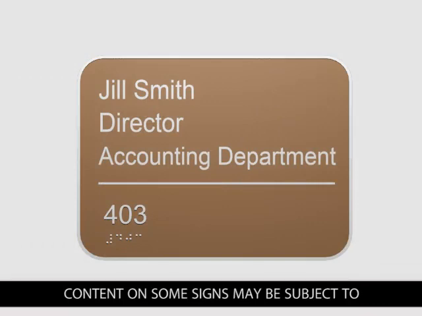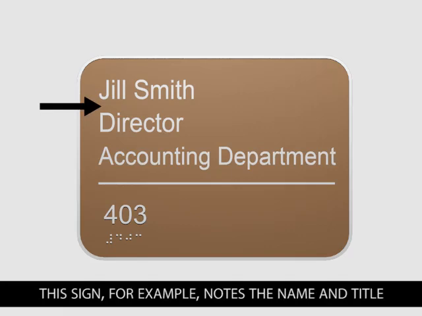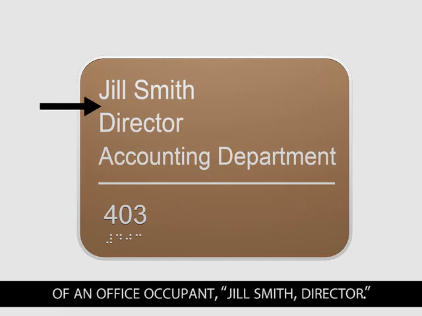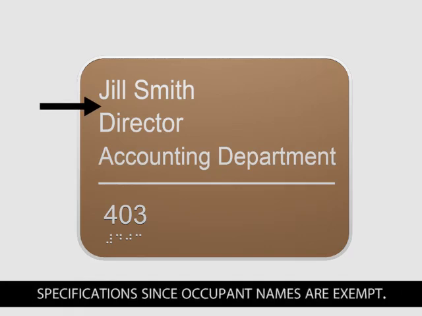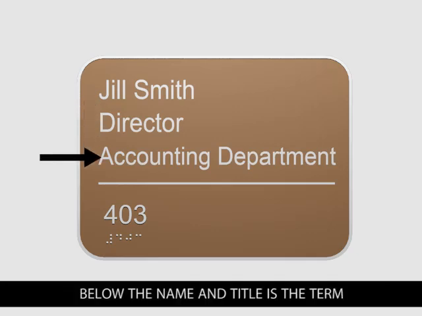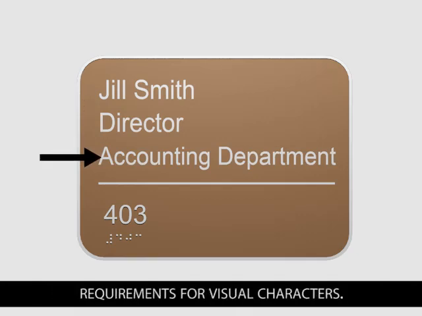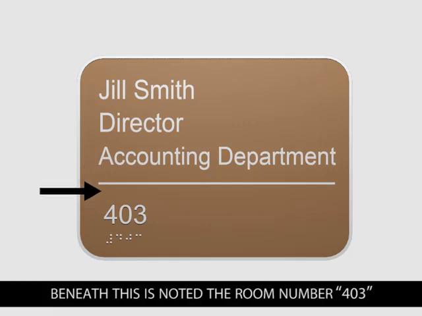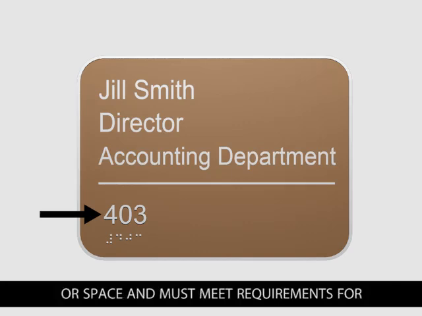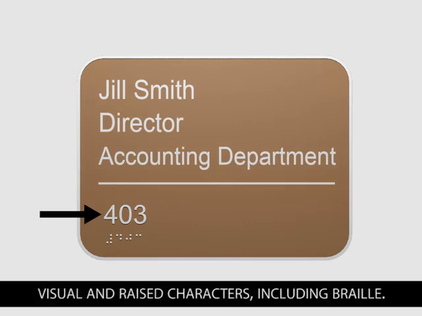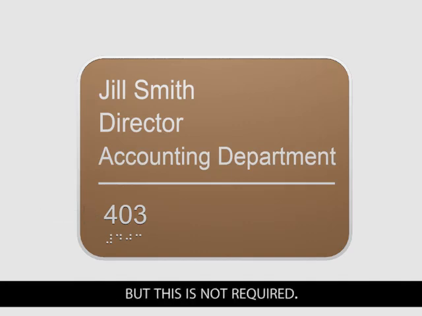Content on some signs may be subject to different requirements in the standards. This sign, for example, notes the name and title of an office occupant, Jill Smith, Director. This portion of the sign is not required to meet any specifications since occupant names are exempt. Below the name and title is the term Accounting Department, which, in this example, is considered informational and subject to requirements for visual characters. Beneath this is noted the room number 403, which serves as the label of a permanent room or space and must meet requirements for visual and raised characters, including Braille. The other content of the sign can be tactile as well, but this is not required.